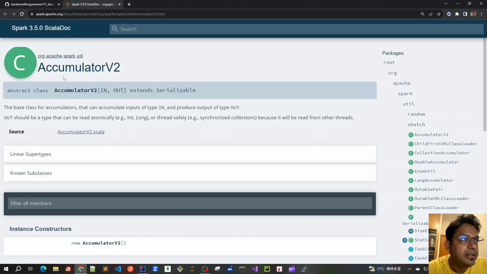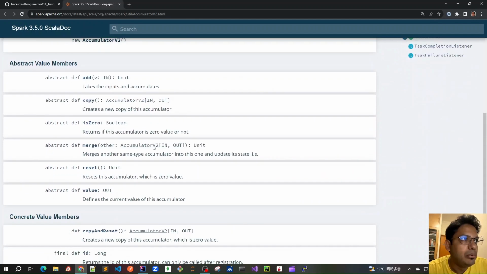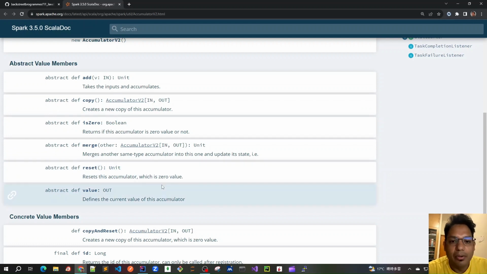Once we extend this AccumulatorV2 class, we have to pass the in and out parameters, which should also be serializable. After that, we just have to override all these methods which are listed here, because these are marked as abstract value members, like add, copy, isZero, etc. We did a similar thing in the previous video when we created a string accumulator.